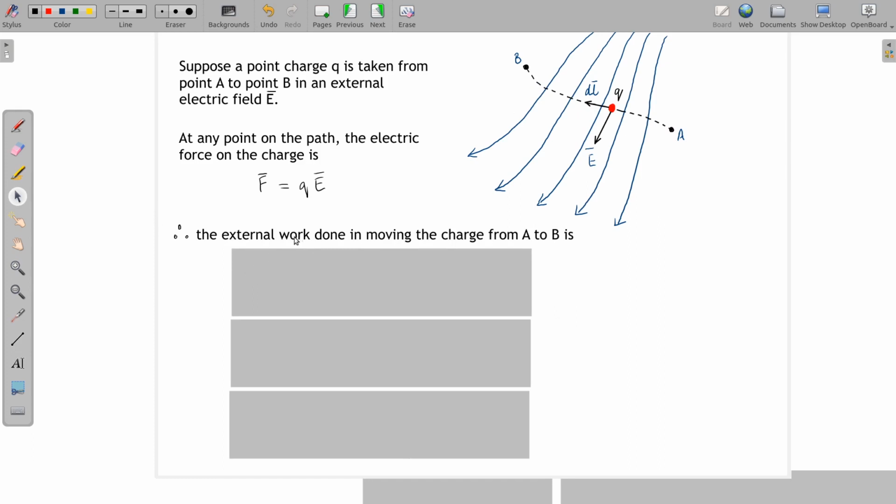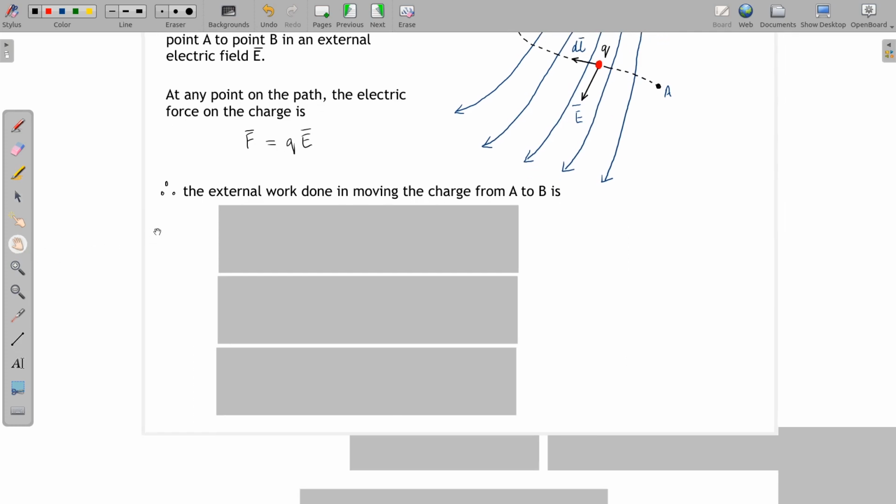To do this external work, we have to apply an external force, and this external force has to be at least equal to the negative of this electric force. That is, it must be at least equal to minus QE. Why exactly, what is the reasoning behind this? If you would like to know, then you can refer to one of my recent lectures for the undergraduate level, where I have discussed this in detail.